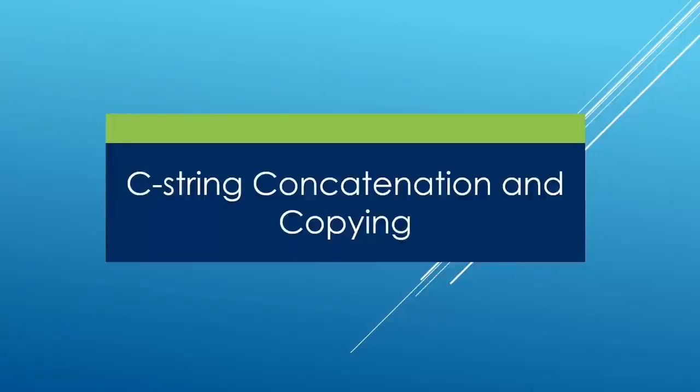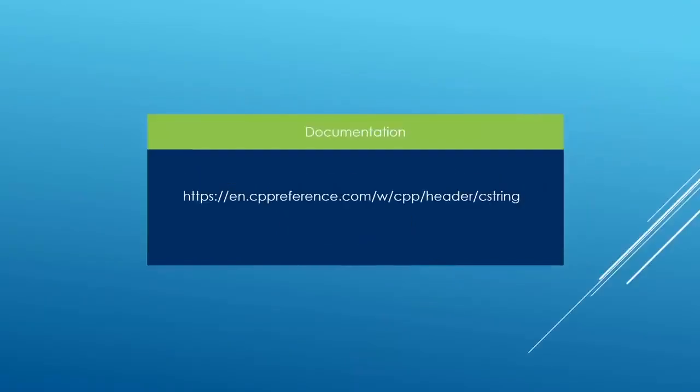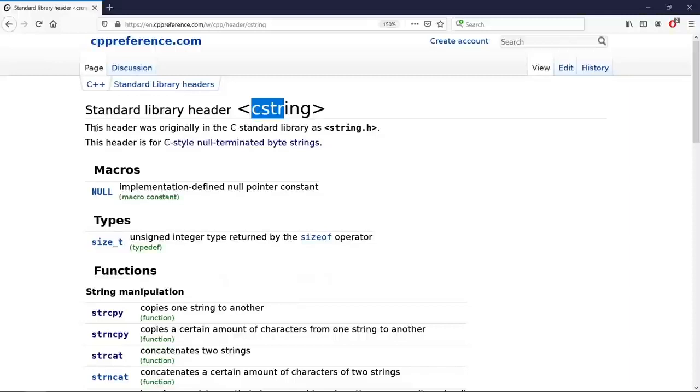In this lecture, we're going to look at a few more facilities from the C string library, and those are going to allow us to concatenate and copy strings over. The documentation for what we're going to be talking about can be found here. If you go there, you're going to fall on this link here, and you're going to find that cstring was originally in the C standard library as string.h, but in C++ we can use it like this.